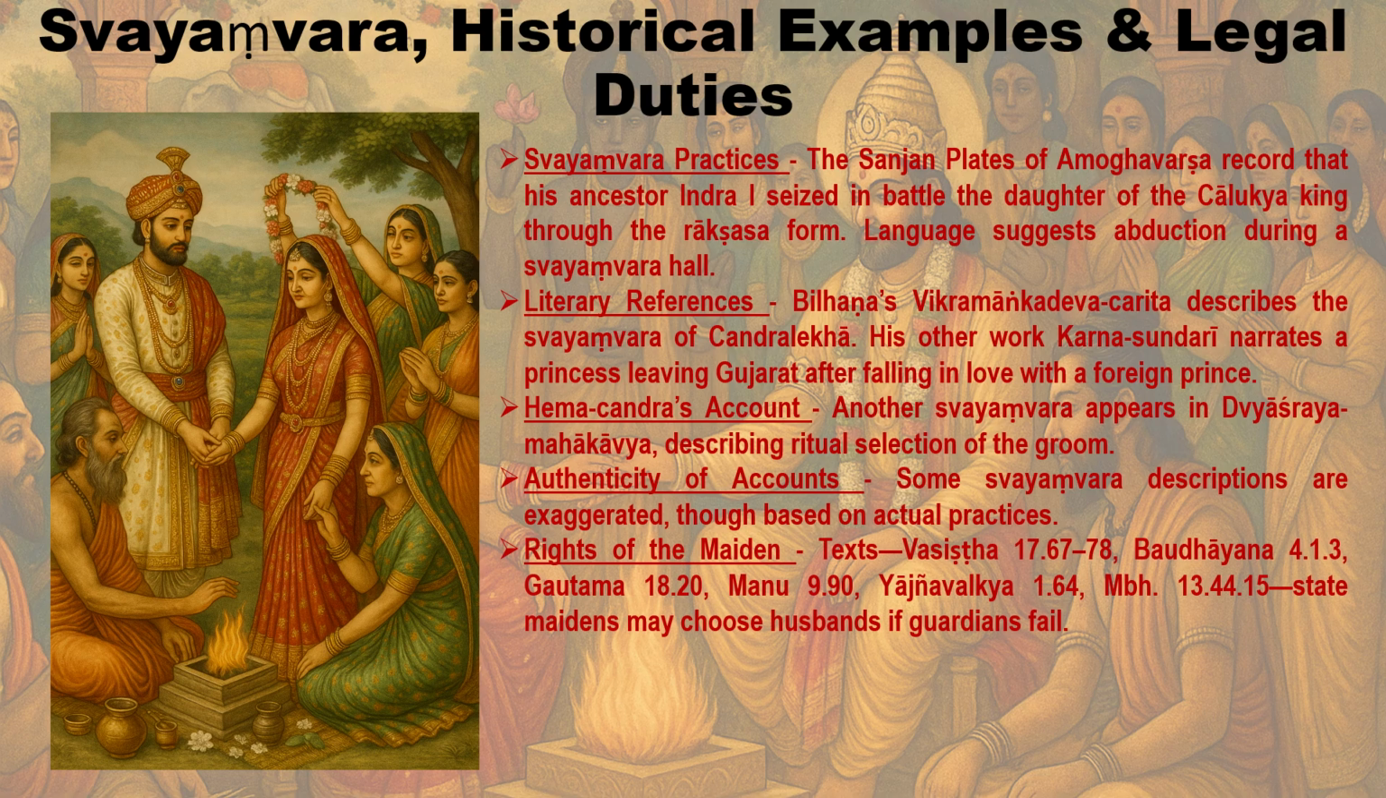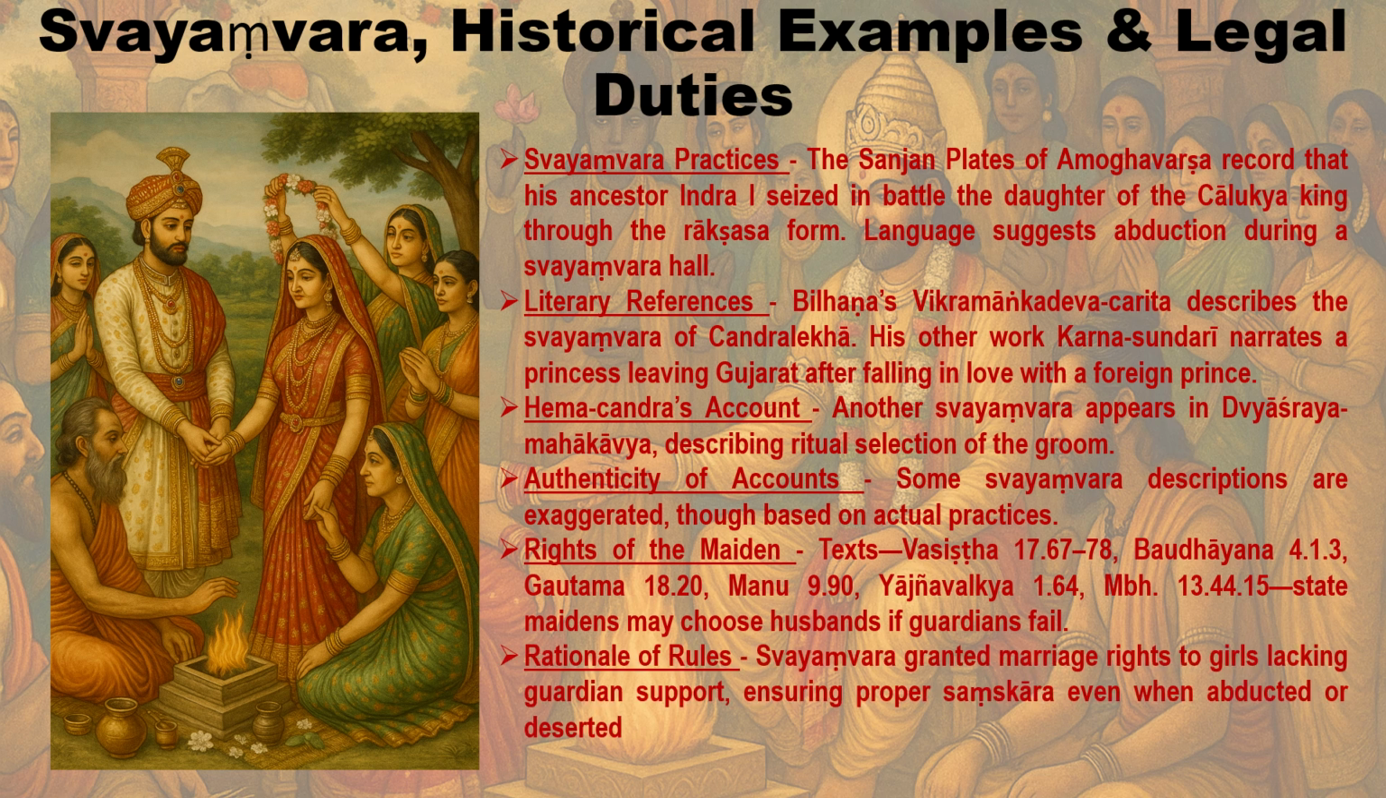Texts like Vasistha, Baudhayana, Gautama, Manu, Yajnavalkya, and Mahabharata state maidens may choose husbands if guardians fail. Swayamvar granted marriage rights to girls lacking guardian support, ensuring proper sanskar even when abducted or deserted.